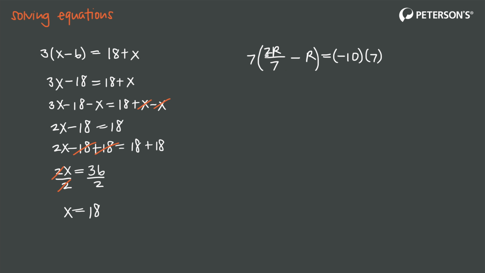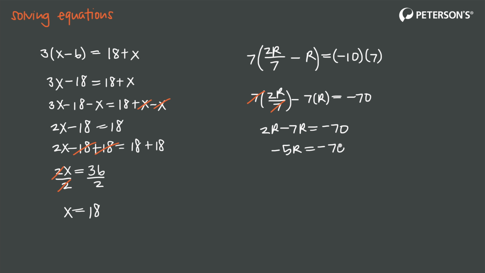When we distribute the 7 across the 2r over 7 minus r on the left, we get 7 times 2r over 7 minus 7 times r is equal to negative 10 times 7, which is negative 70. And then over on the left here, we get the 7 in the numerator to cancel with the 7 in the denominator, leaving us with simply 2r minus 7r is equal to negative 70. 2r minus 7r is a negative 5r equal to negative 70.